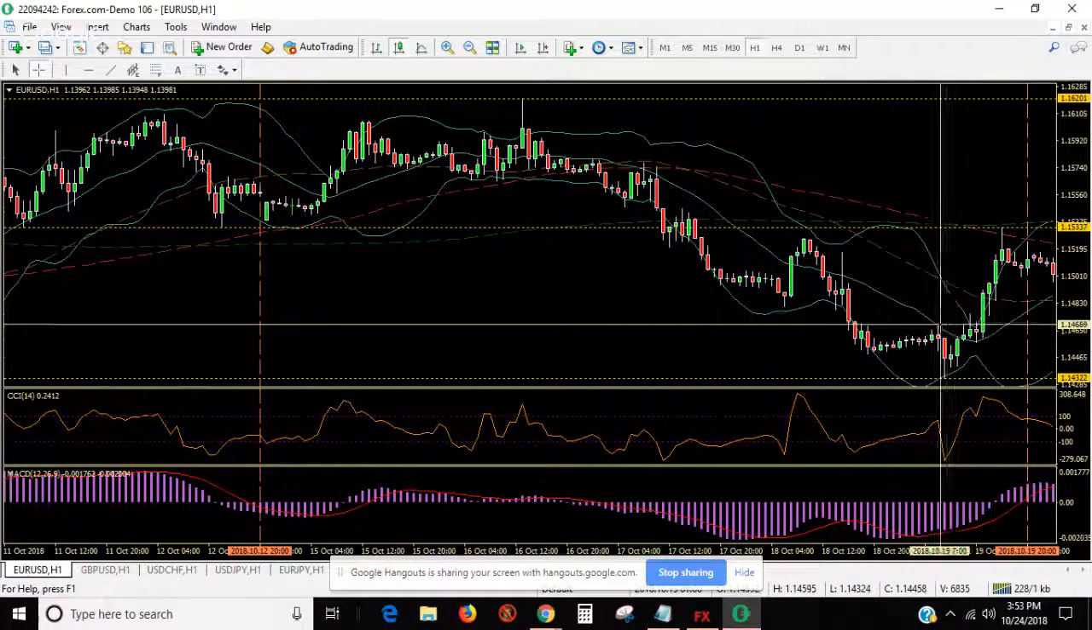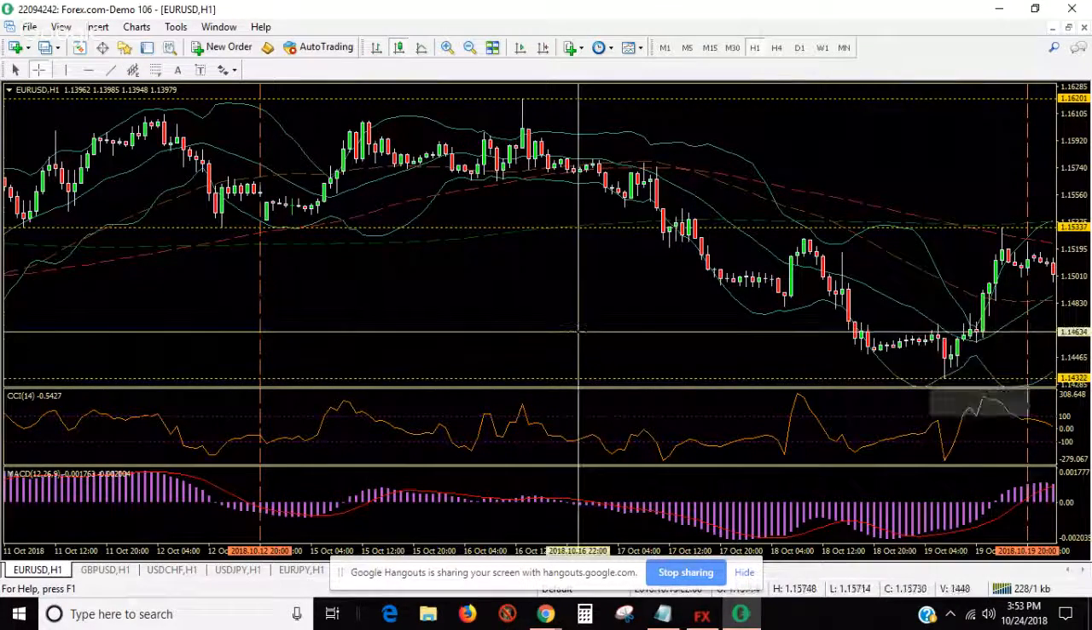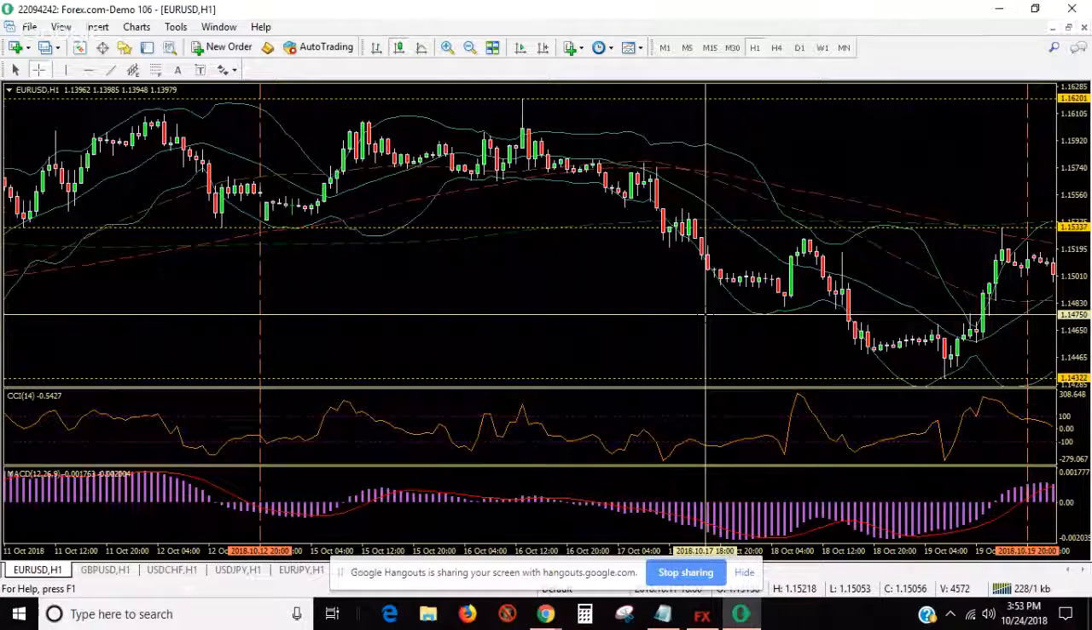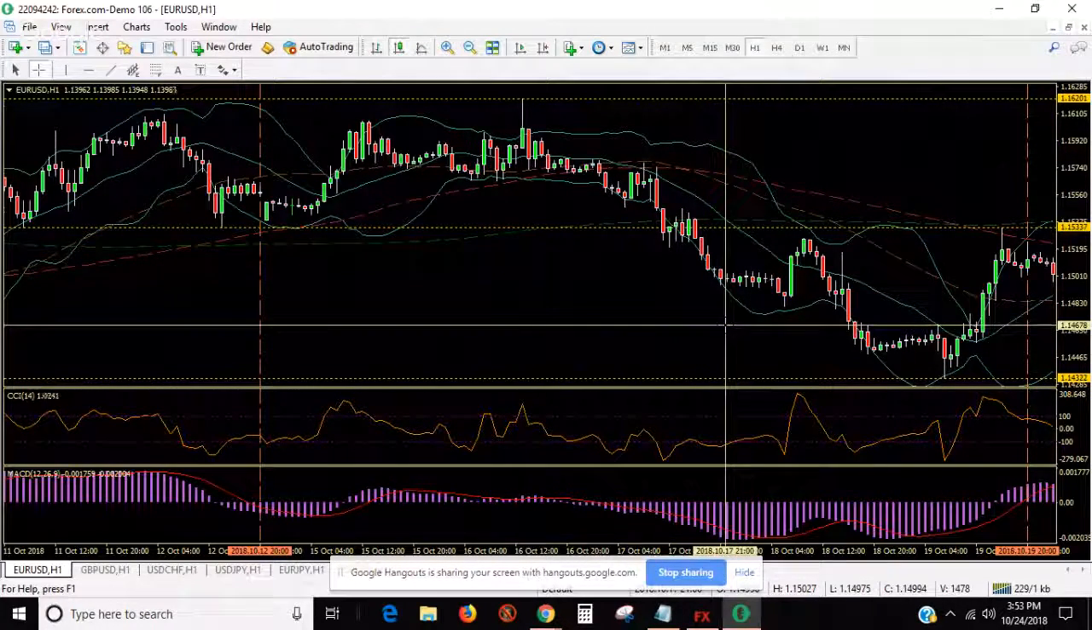So if we were to look at the high right there of that candle, that's 1.1468. The low is 1.1432. That's not very wide. I mean, that's if anything like 40, 50, maybe even 60 pips from the high to the low of consolidation, that is, in my opinion, pretty tight.